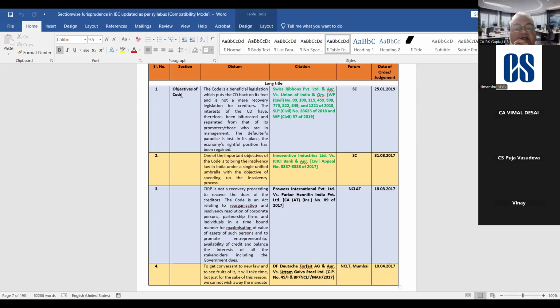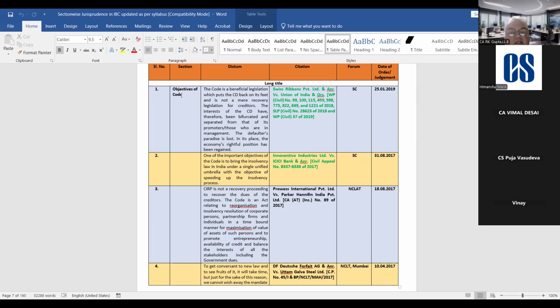Okay. The interests of the CD have therefore been bifurcated and separated from that of its promoters, those who are in management. So there is a difference. Okay. The defaulter's paradise is lost. In its place, the economy's rightful position has been regained. Now, in Innoventive Industries, this is also in our syllabus, the Supreme Court said that one of the important objectives of the code is to bring the insolvency law in India under a single unified umbrella with the objective of speeding up the insolvency process.